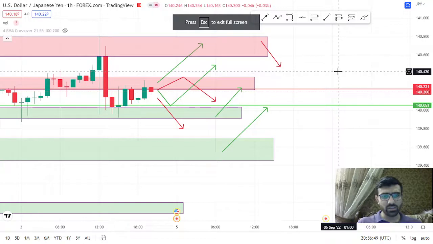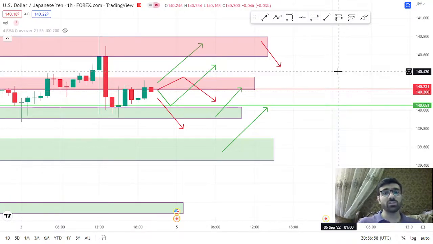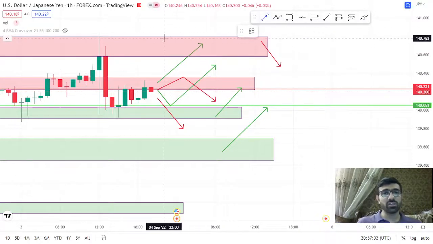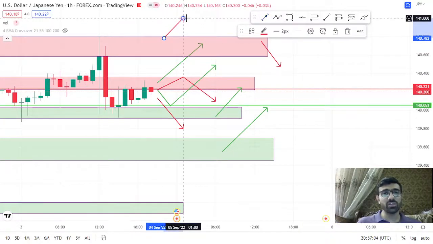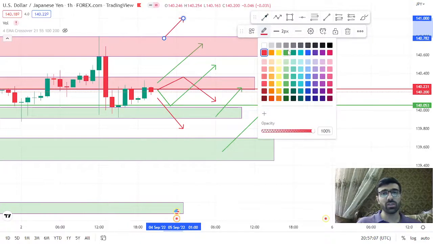Okay, so let me mark this area as well. So these are the potential areas of buying and selling for the USDJPY pair tomorrow. So just be vigilant and also look for a good buying opportunity. If the market closes above this area, then maybe we can go long from here as well.